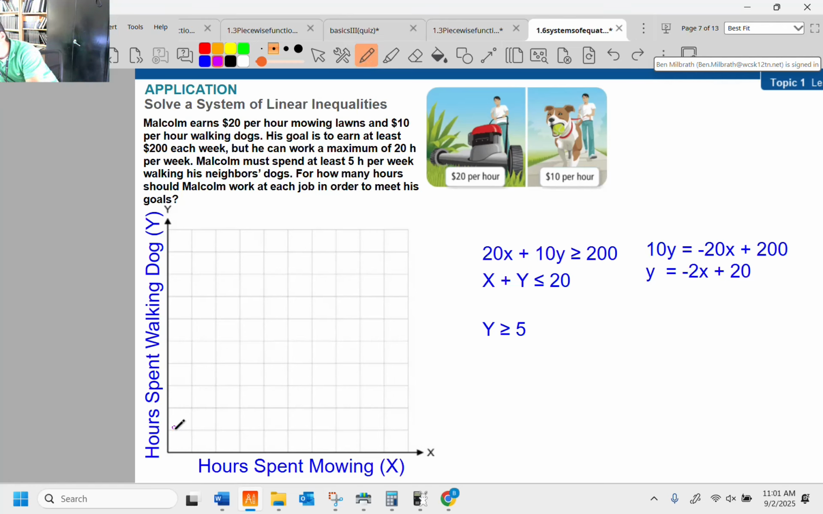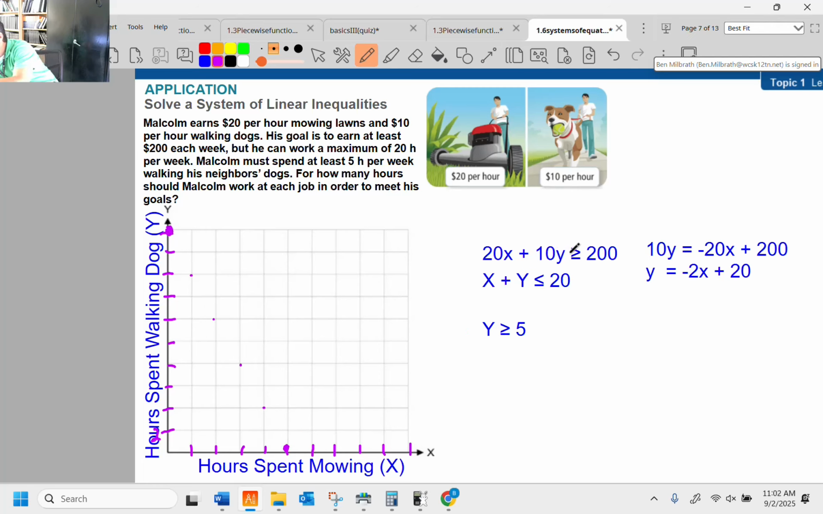Let's start this. Let's count here. 2, 4, 6, 8, 10, 12, 14, 16, 18, 20. We'll just count by twos. We cross the y-axis at 20. We need to go out to, he can work a maximum of 20 hours. 2, 4, 6, 8, 10, 12, 14, 16, 18, 20. So he's going to fall 2 and run 1. Yeah, we have a negative 2 slope. Fall 2, run 1.